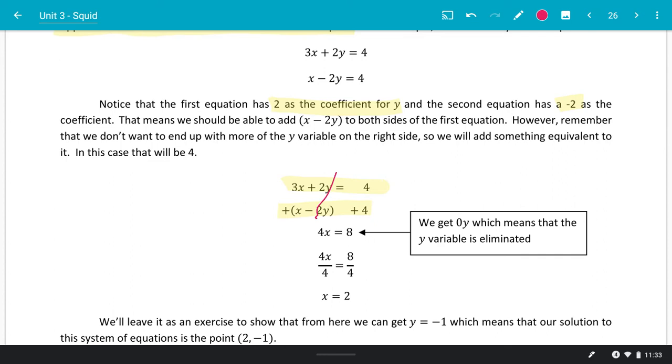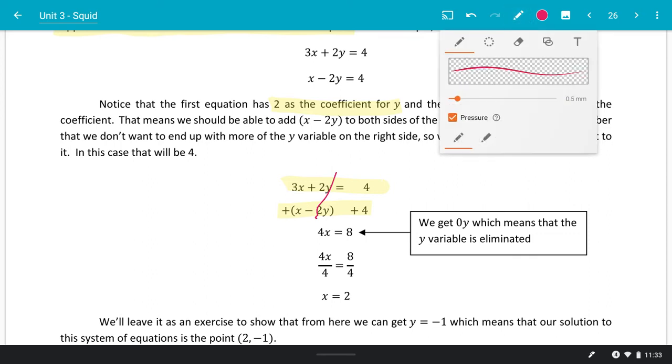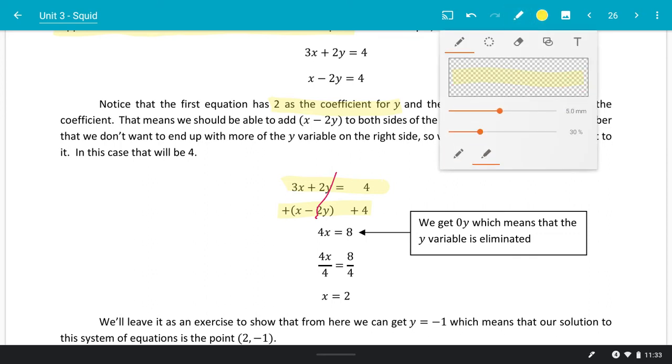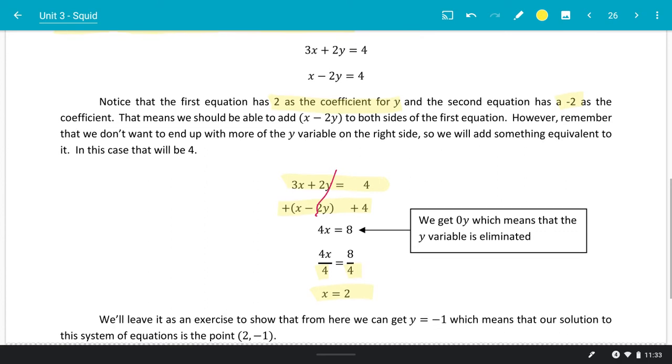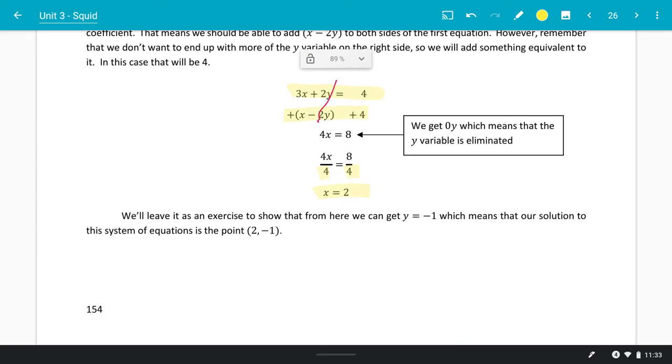So we get 0 y's, and that means it's gone. It's eliminated, which is what we wanted. That's why it's called the elimination method. So we now divide by 4, and x equals 2. Just like in the previous units, we'll then take that 2 and plug it back in to see what the y is. We'll leave it as an exercise to show how you can get y equals -1, which means that our solution to this system is 2, -1.